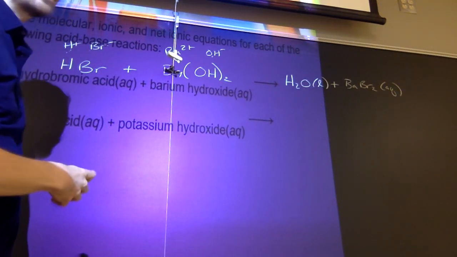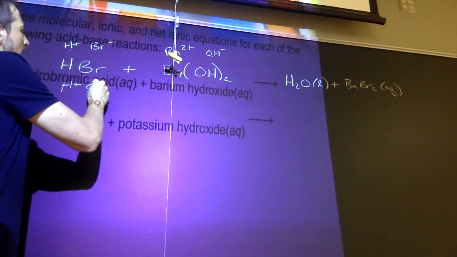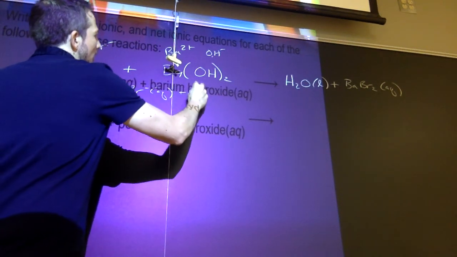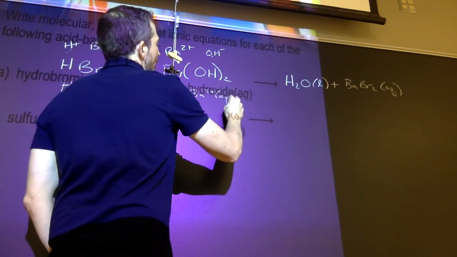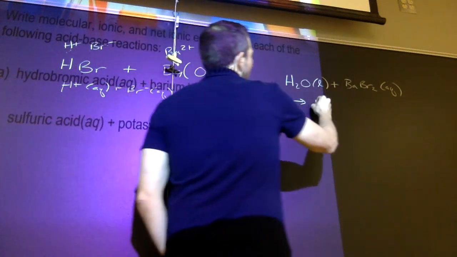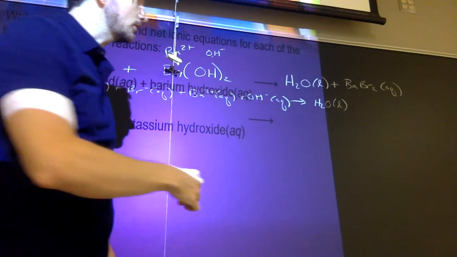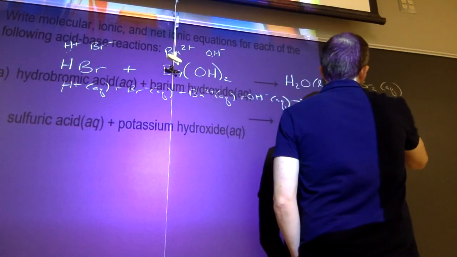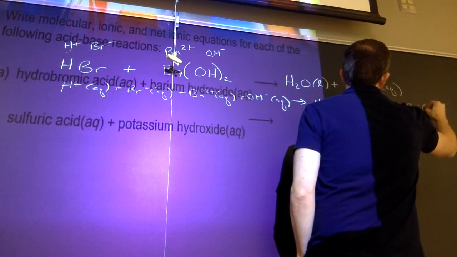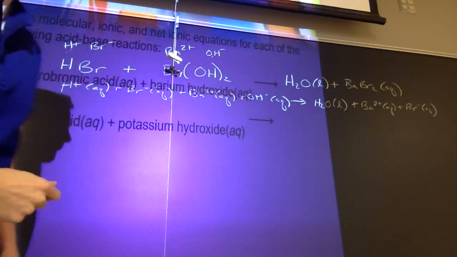The ionic equation for that, you'd write out all your ions. So H plus, Br minus, plus Ba2 plus, hydroxide ion yields H2O. It's not split down to ions, and then you have your other 2 ions, plus Ba2 plus, Br minus. And so that'd be my ionic equation.